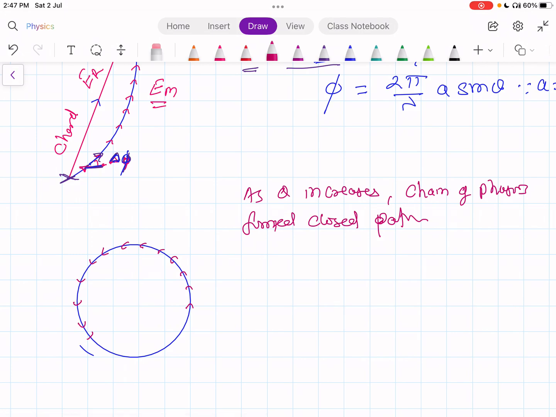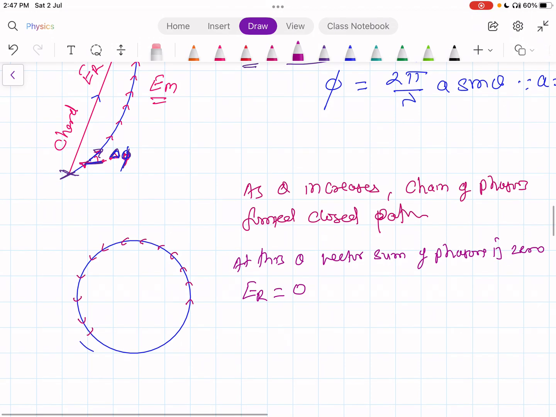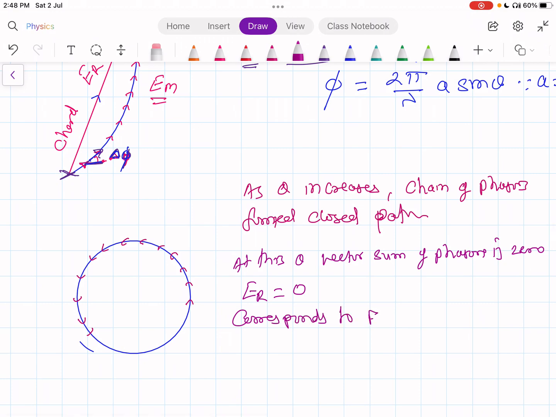And at this point, the vector sum of phasors is 0. At this theta, the vector sum of phasors is 0. That is, ER is equal to 0. And this corresponds to the first minima.